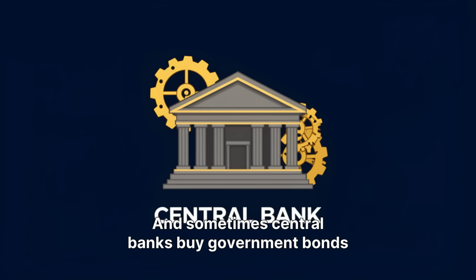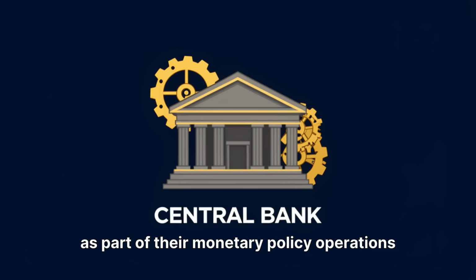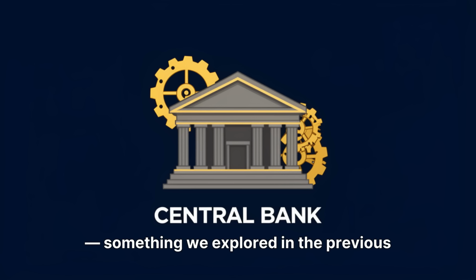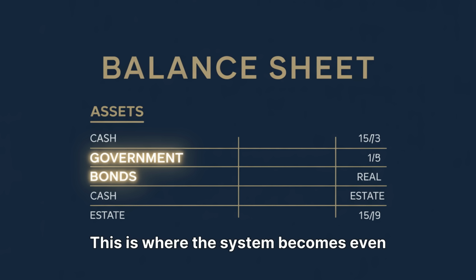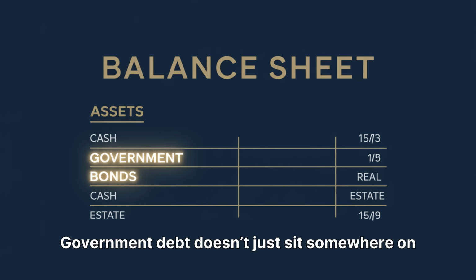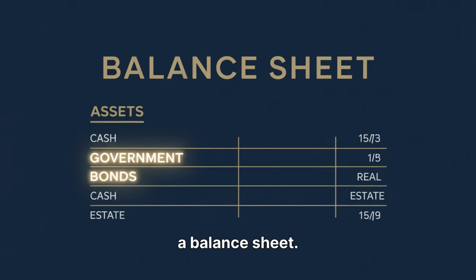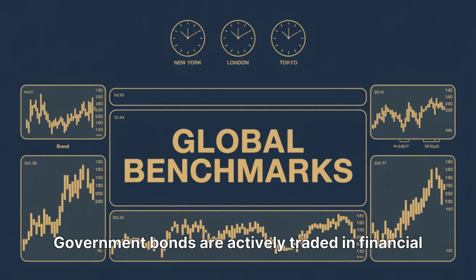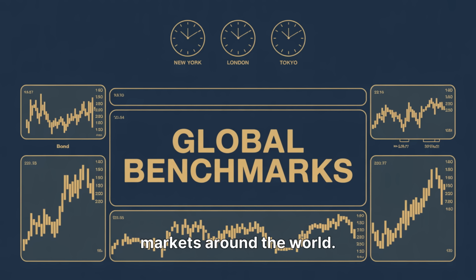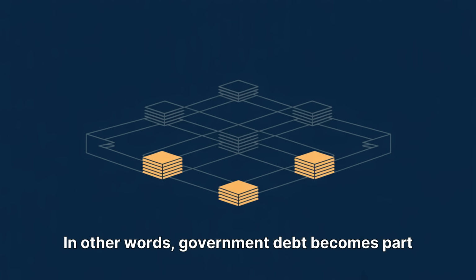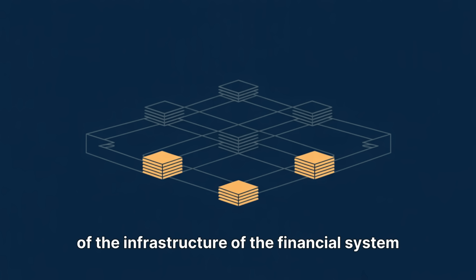And sometimes central banks buy government bonds as part of their monetary policy operations, something we explored in the previous video. This is where the system becomes even more interesting. Government debt doesn't just sit somewhere on a balance sheet. Government bonds are actively traded in financial markets around the world. They are used as benchmarks for interest rates and are widely held by financial institutions. In other words, government debt becomes part of the infrastructure of the financial system itself.